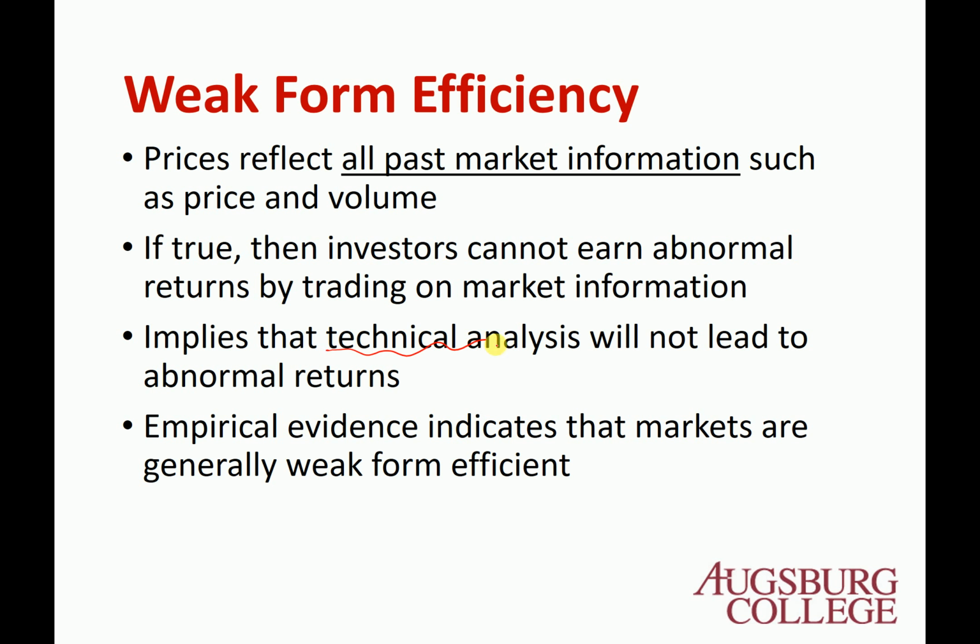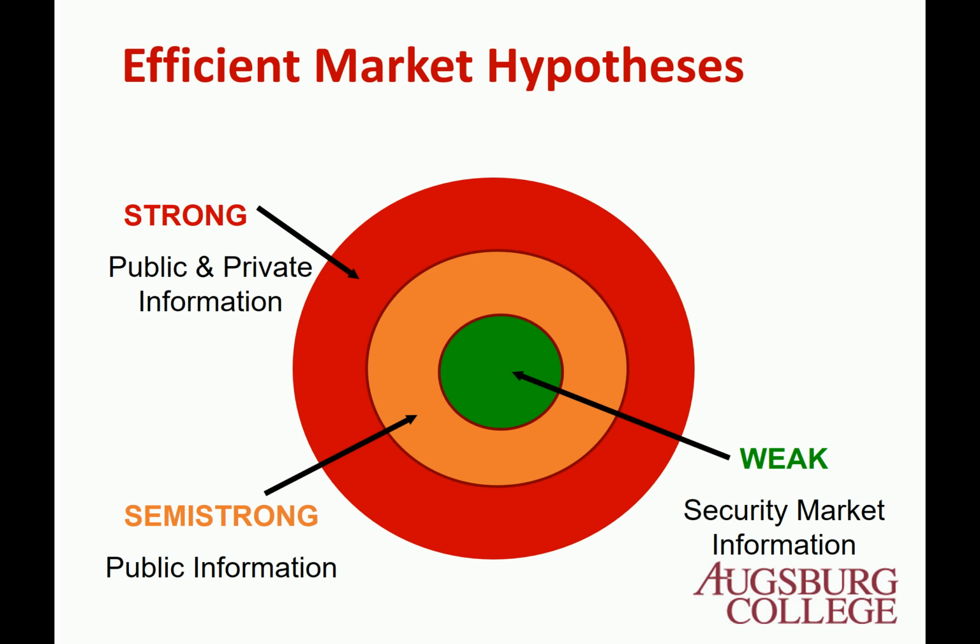So if the market is weak form efficient, then technical analysis will not lead to abnormal returns. You don't need to buy the book that says, well, if you look at the chart, you can make more money. If the market is weak form efficient, then you should not pay the price of that book, right? And empirical evidence indicates that markets are generally weak form efficient, actually. So I really recommend not buying this type of book talking about charts, talking about just past prices to analyze the market. This is a graphical representation of the efficient market hypothesis. Strong form is broadest, and weak form is narrowest.